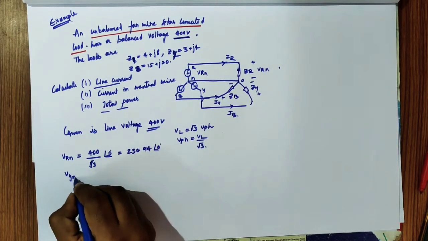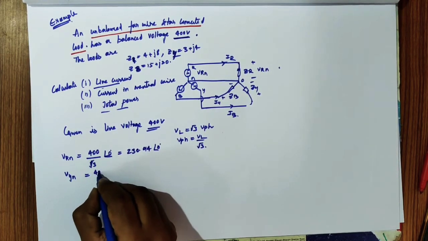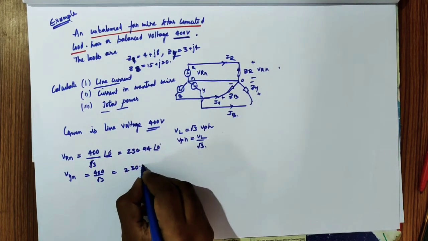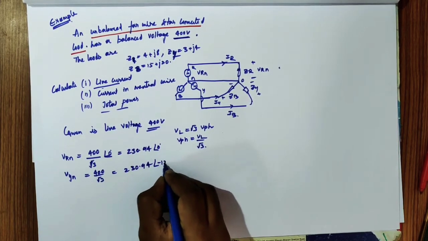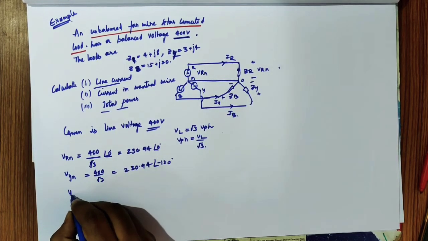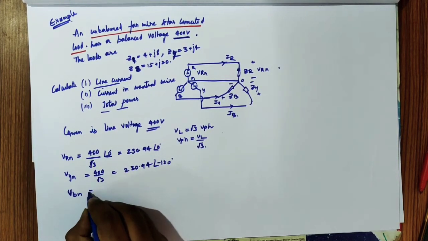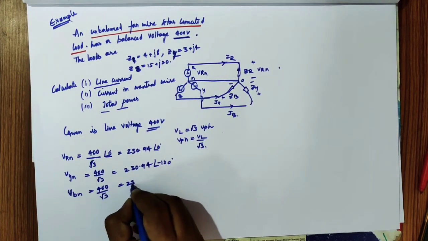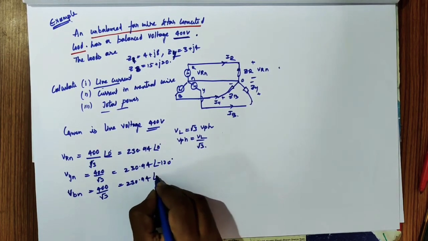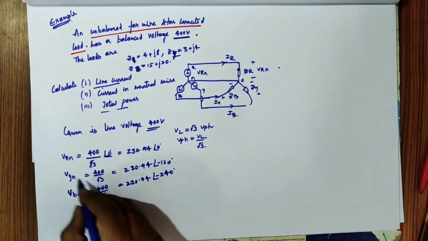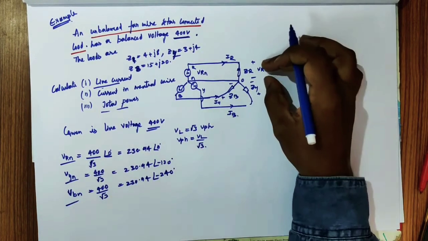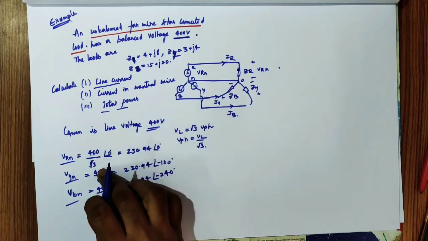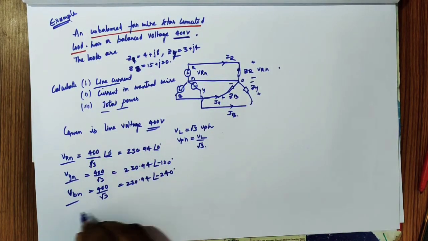Similarly, VYN equal to 400 by root 3, so you will be obtaining 230.94 at an angle of minus 120 degrees, and VBN equal to 400 by root 3, 230.94 at an angle of minus 240 degrees. Okay, these are the phase values we obtained. So simply line voltage by root 3 with the angle.